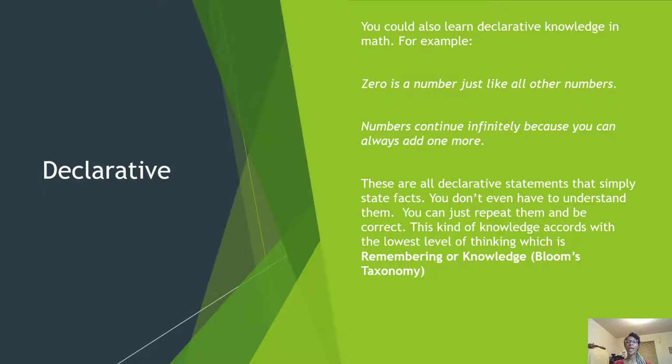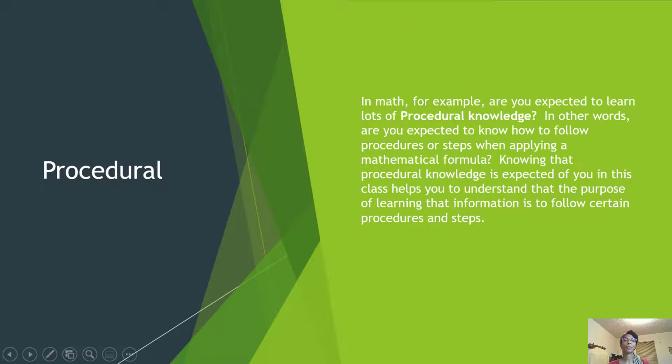So again, they don't even have to be things that you understand. They're just facts. Things that can be true, things that can be false. And if you think about the level of thinking that this kind of knowledge accords most with, it would be, on Bloom's taxonomy, remembering or knowledge.